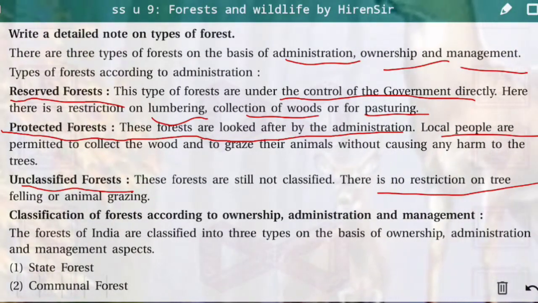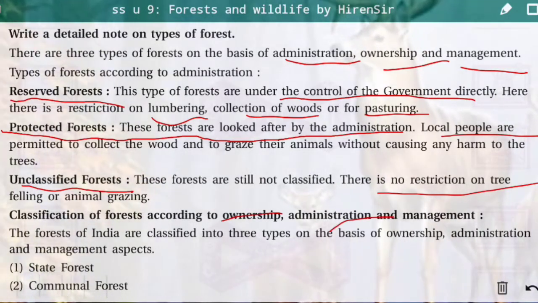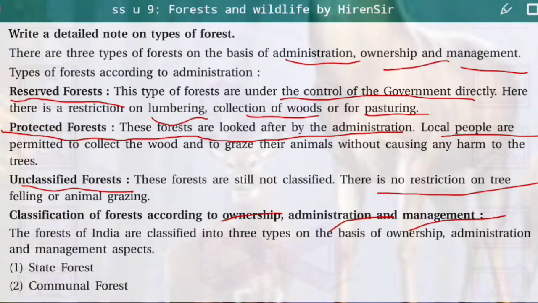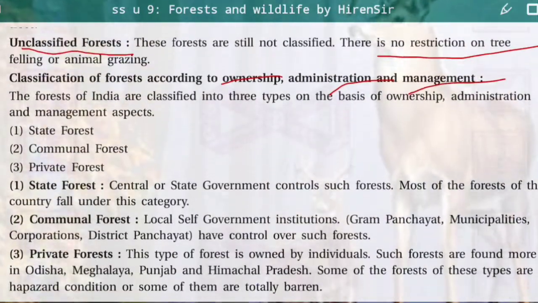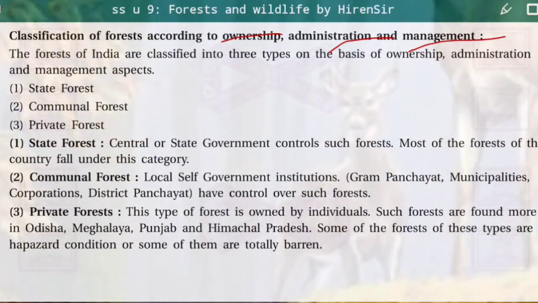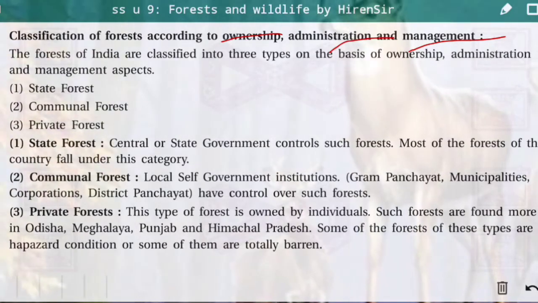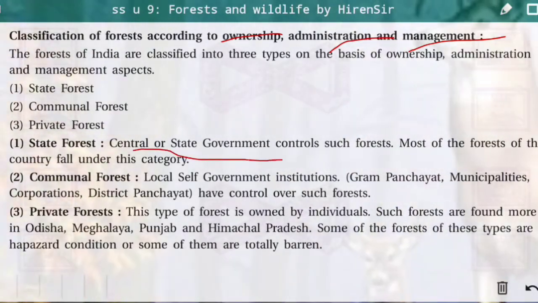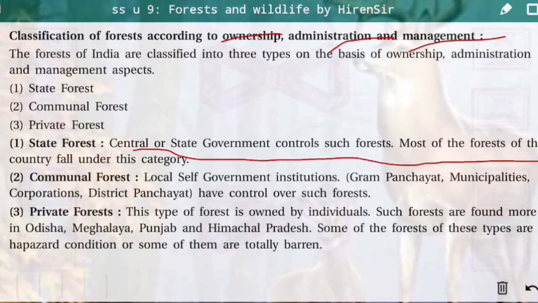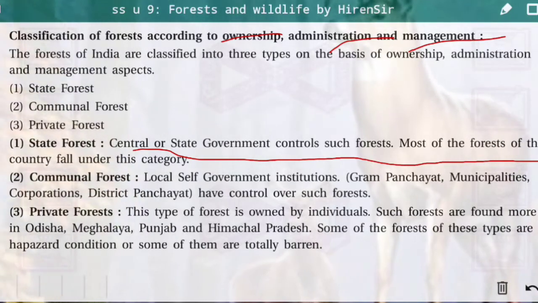Thereafter, the classification of the forest according to ownership, administration and management. Here there are three types: state forest, communal forest, and private forest. Now what is state forest? State forest means the central or state government controls this type of forest, and most of the forests are in this category.